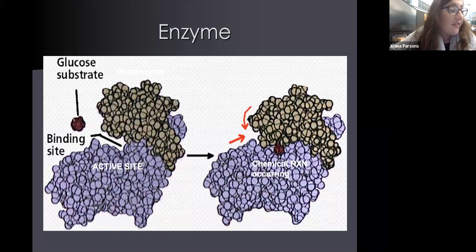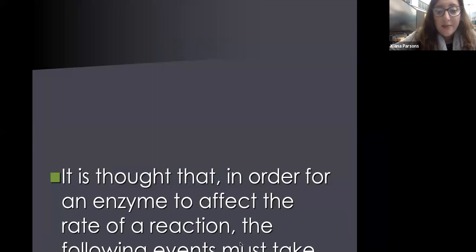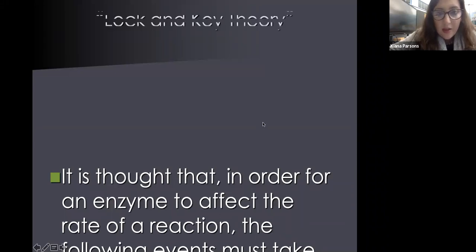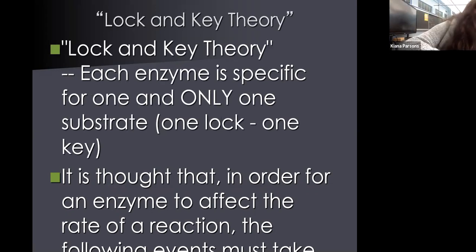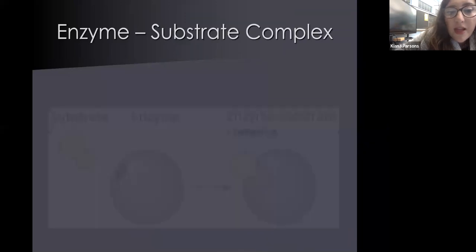Enzymes are very specific and only work with certain substrates. The substrates move towards the active site, and then the product is released, and the enzyme is ready to be used again. Lock and key theory. Each enzyme is specific for one and only one substrate, one lock to one key. It is thought that in order for an enzyme to affect the rate of a reaction, the following events must take place. Enzyme substrate complex.